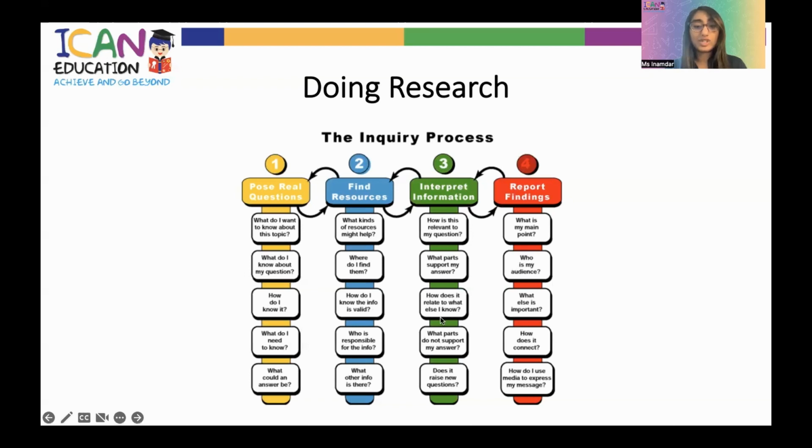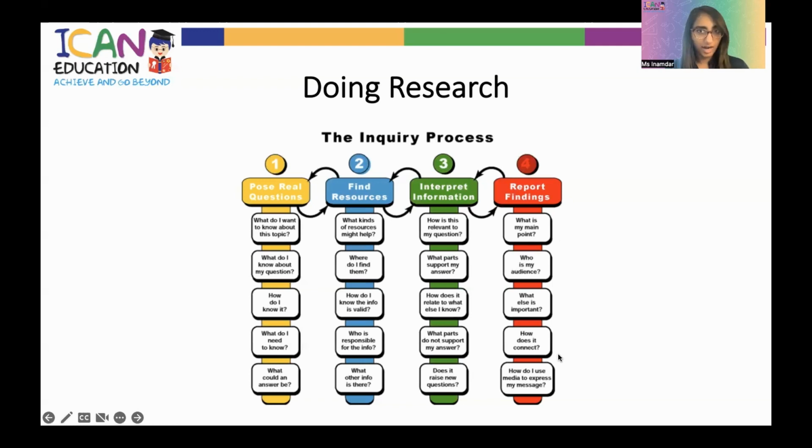How does it relate to what else you know? Maybe you can draw connections to other things that you've learned about the topic, and it could help your essay. What parts do not support your answer? Like I said, if it doesn't support your answer, doesn't support your question, get rid of it. And does it raise any new questions, new interesting questions that you might want to look at or you might want to answer? And finally, reporting your findings.